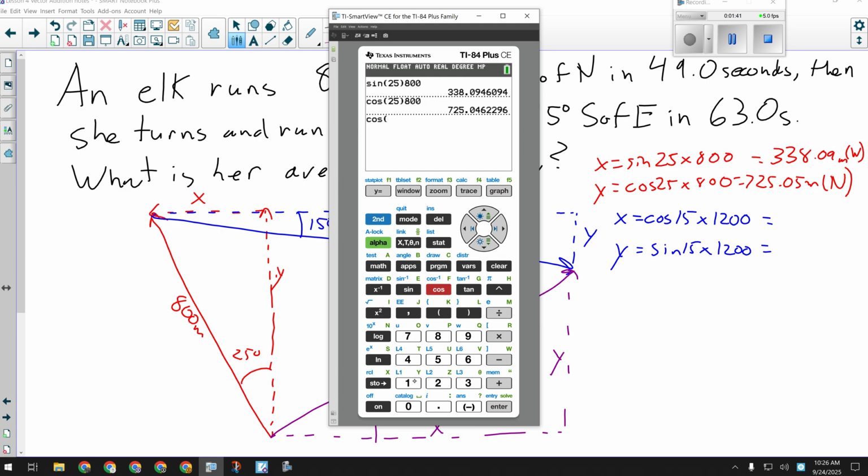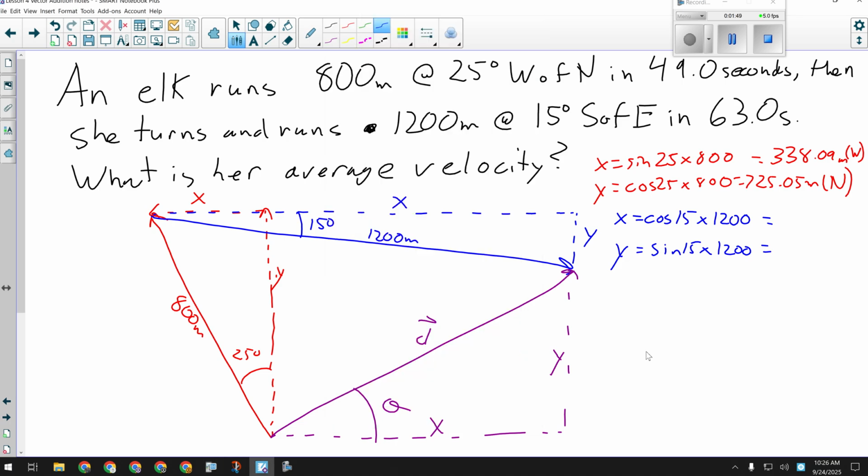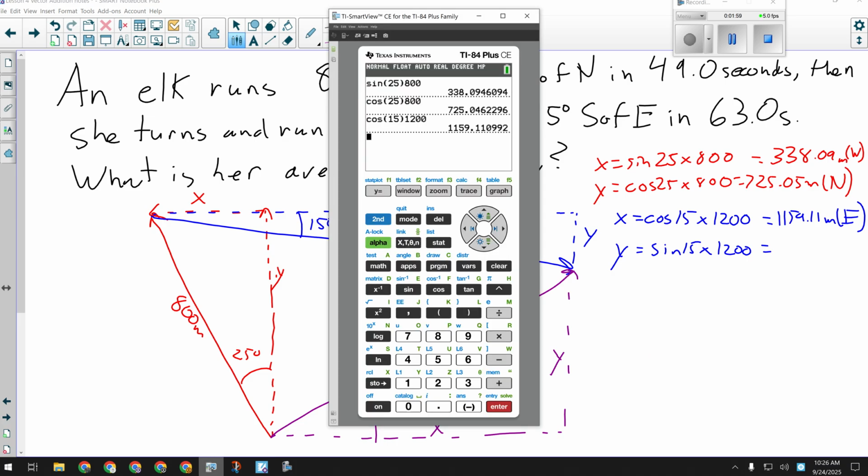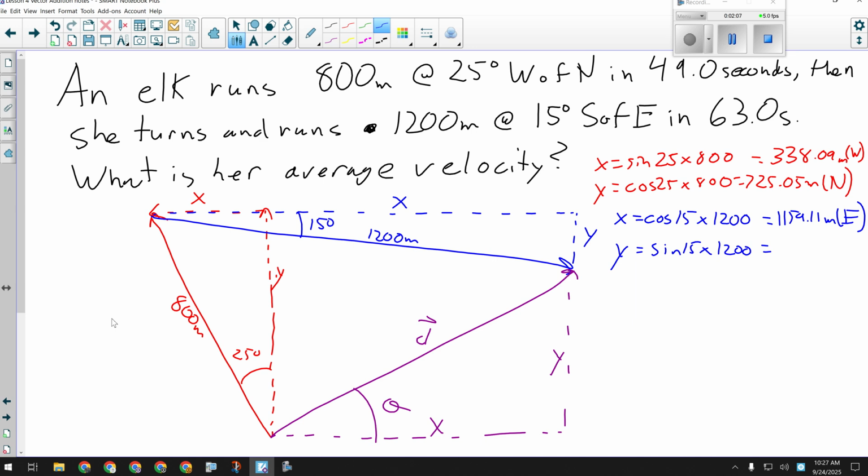Okay, for our blue triangle, x is adjacent to the 15-degree angle this time. So cos of 15 times the hypotenuse, which for the blue triangle is 1,200 meters. That side's going to be 1,159.11 meters east. Okay, and our y component is the opposite side this time, so we'll have the sine of 15 times the hypotenuse, 1,200, and that side's going to be 310.58 meters south.